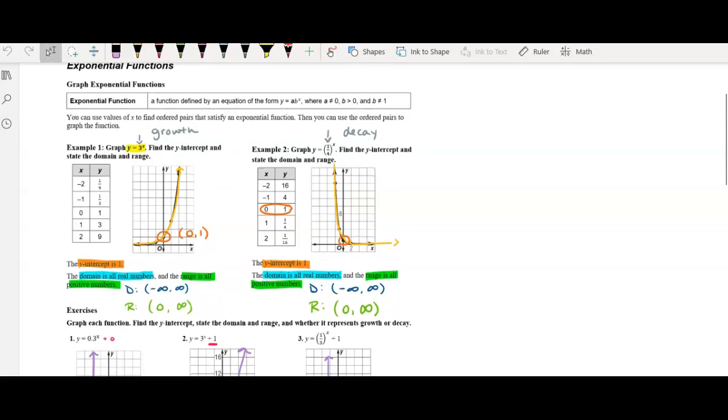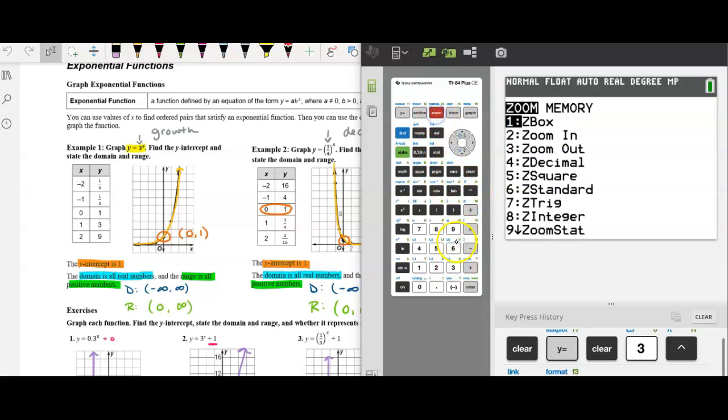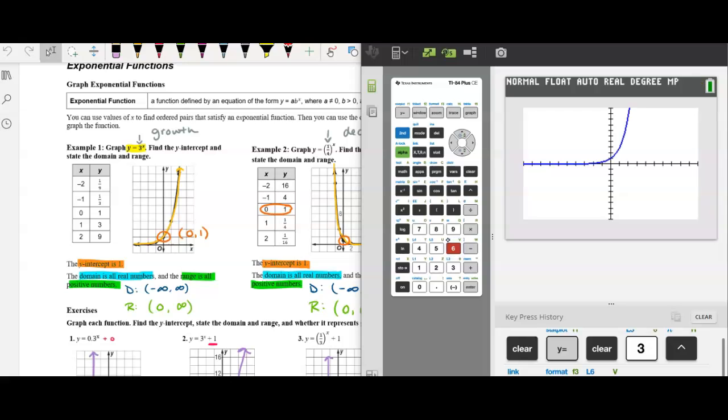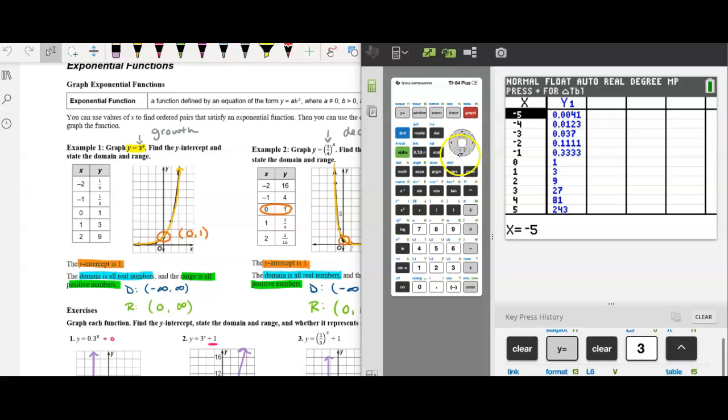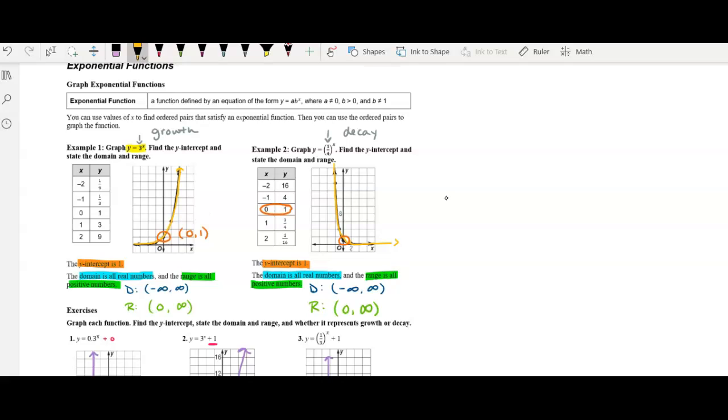If we look at example 1, we have y equals 3 to the x as our equation. So if I type in y equals 3 to the x power and graph it, I can pull up the table to see these values that they have in the table.